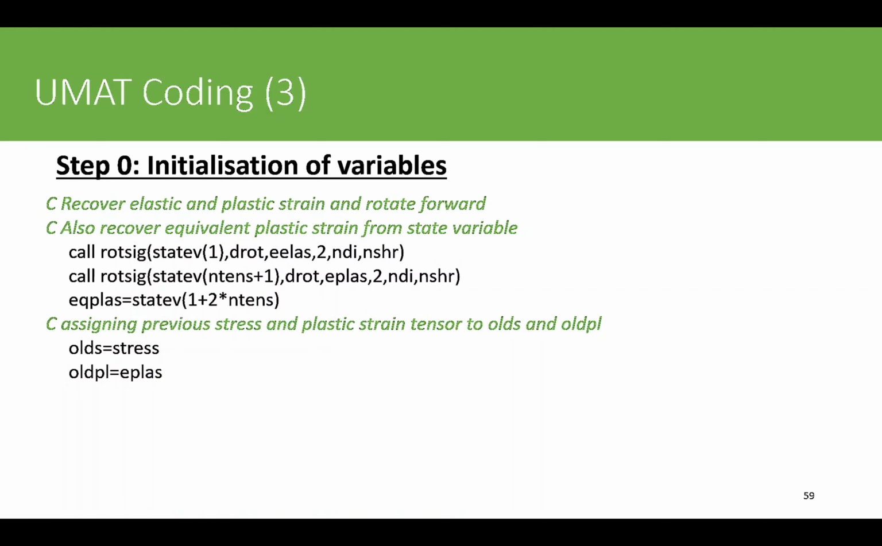Now we can also assign the previous stress and equivalent plastic strain to the old stress and old plastic variable, and that's what I have done here. The stress which we have to update in the UMAT currently has the value from the previous increment, so we're going to store it as old stress, and similarly the equivalent plastic strain is stored as old plastic in this case.